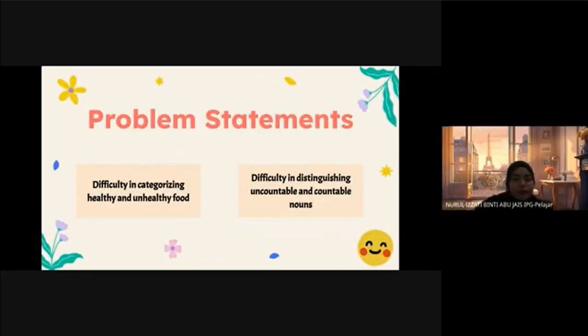Okay, so first off, we're going to start with the problem statement, or the reason why we came up with the idea, or the inspiration why we decided to create this digital innovation. So there are two problems. The first one is that the pupils face difficulty in categorizing healthy and unhealthy food. And the second one is the difficulty in distinguishing countable and uncountable nouns.